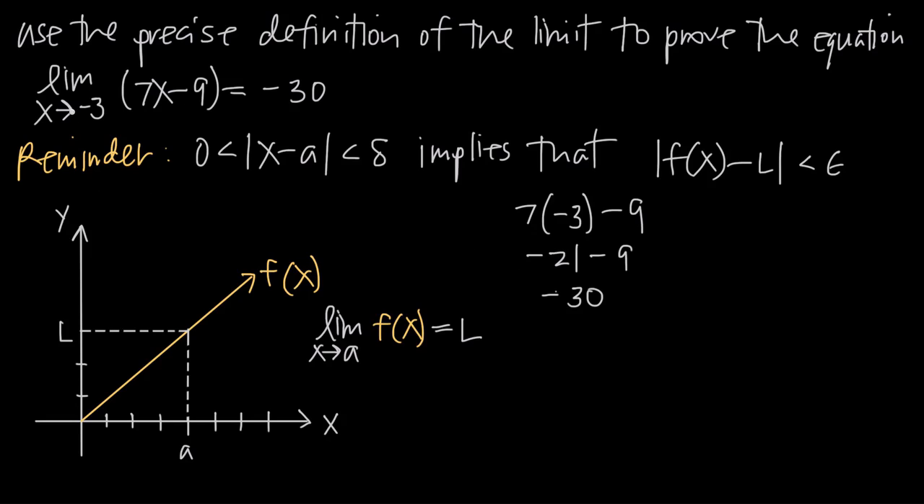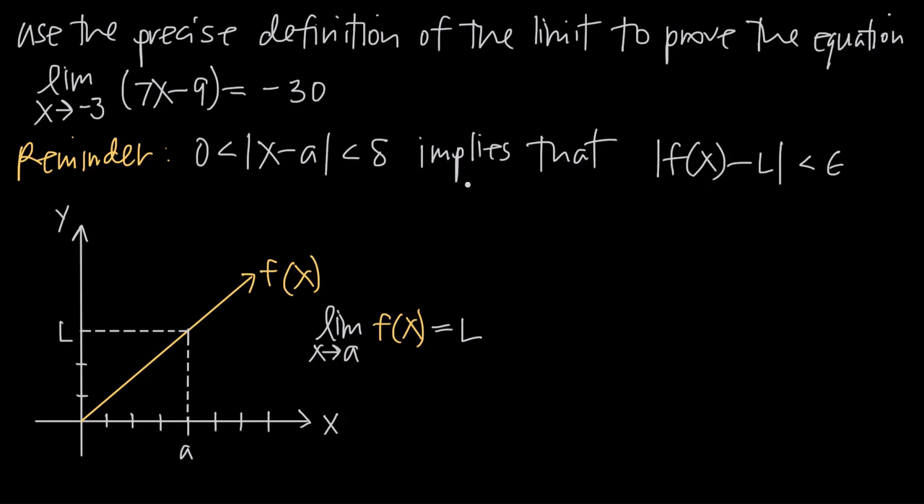And in fact, if we use substitution to evaluate the limit, we can see that that is in fact true, that the value of this limit is -30, which means that when we have the function f of x equal to 7x minus 9, this is our function right here, f of x. When we take the limit of this function, as x gets really close to -3, the value of f of x here is going to get really close to -30. And in fact, because the substitution works here, when x is equal to -3, f of x is equal to -30. So we can use substitution to see that that's true, but how do we use the precise definition of the limit to prove that it's true?